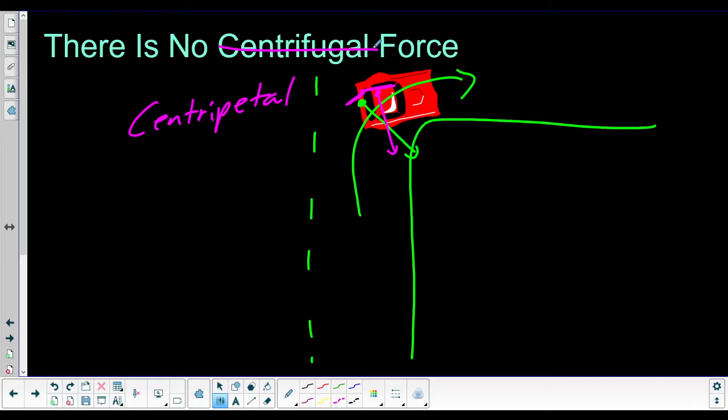And there you go. And that's how you turn, right? Cool. All right. So there is no centrifugal force. Erase that word from your vocabulary. Every time you say that word, you got to put $1 in the swear jar.